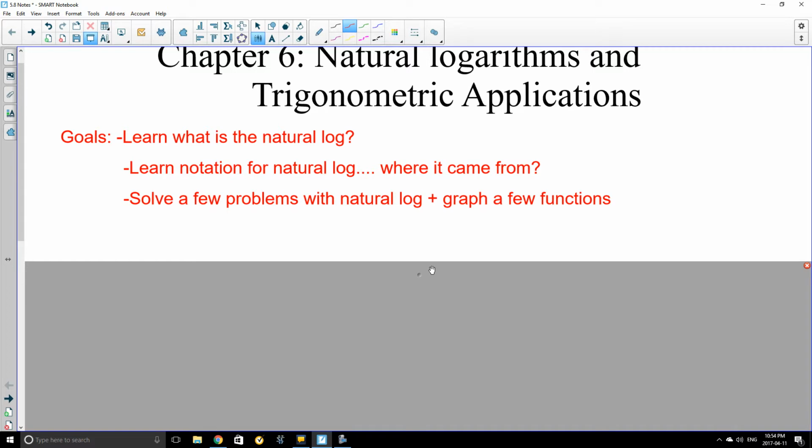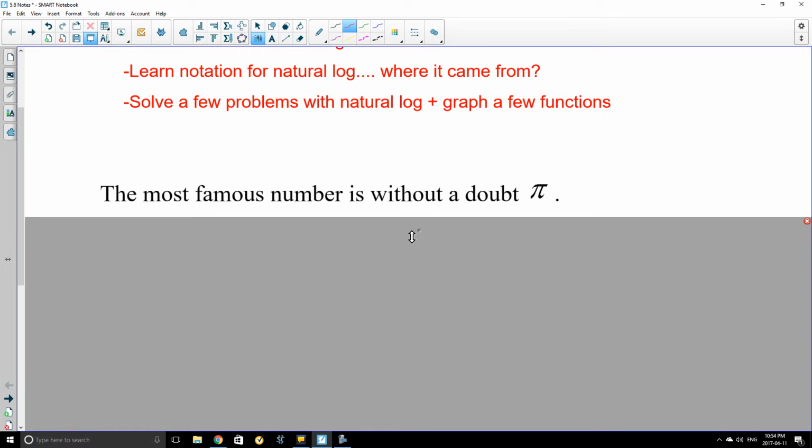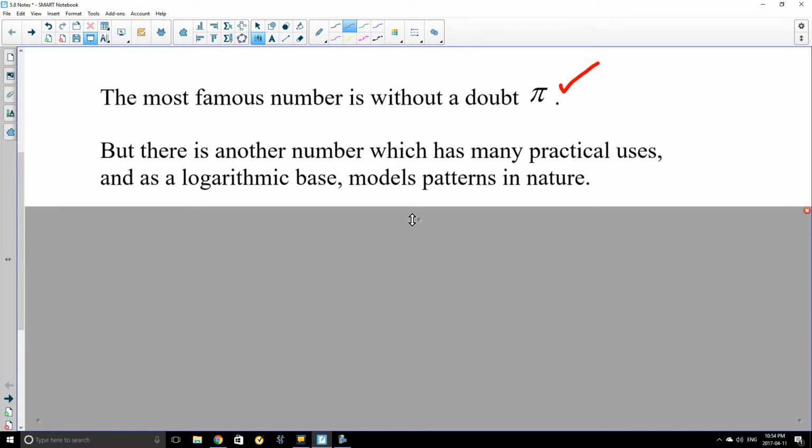Okay, let's first look at where natural log came from. So natural log is kind of a number like pi. Pi is a famous number, an irrational number, and it comes up a lot in circles and a bunch of other things. There is another number which ends up having a lot of practical uses, although I looked into the history and initially nobody really cared. It came about in the 1600s and didn't really become popular until a guy named Euler came up with the notation for natural logs. And I am well aware that Euler is spelled Euler, but it's pronounced Euler.